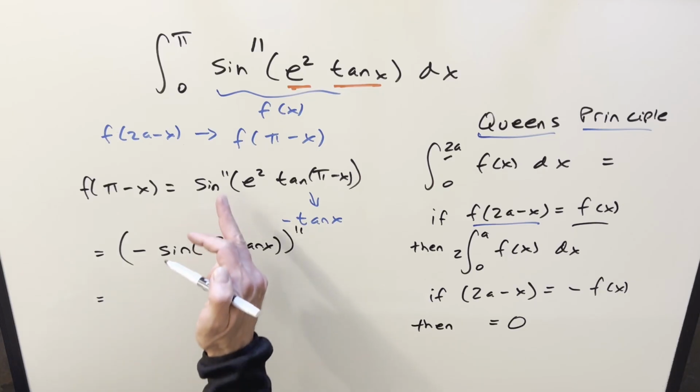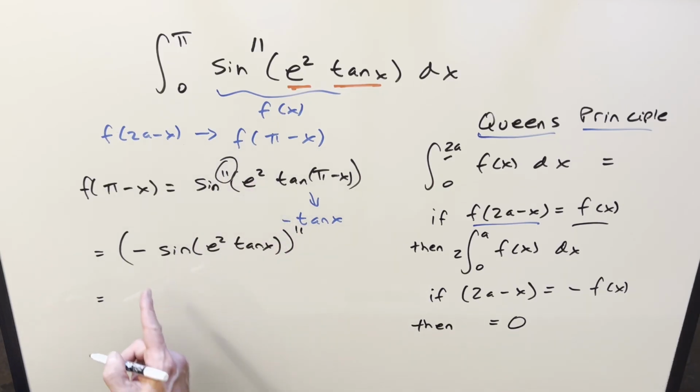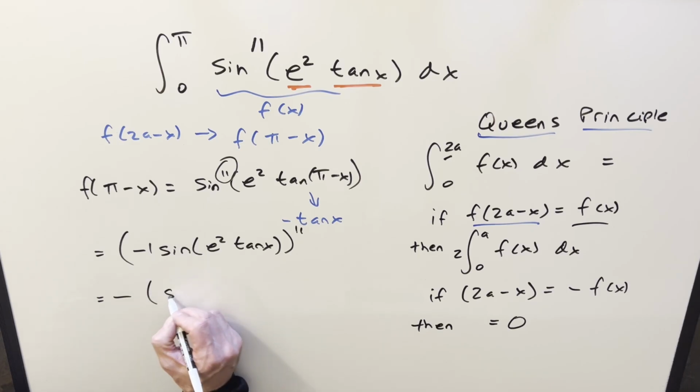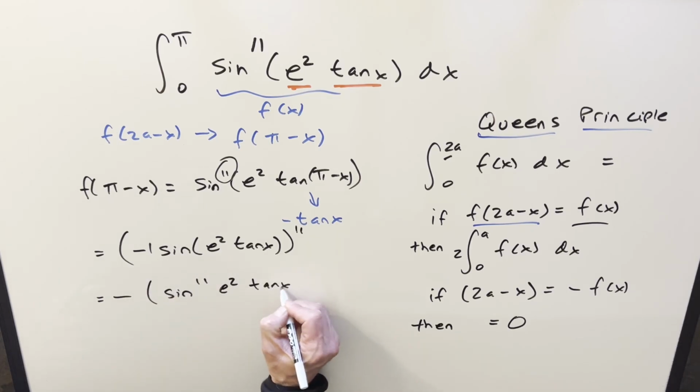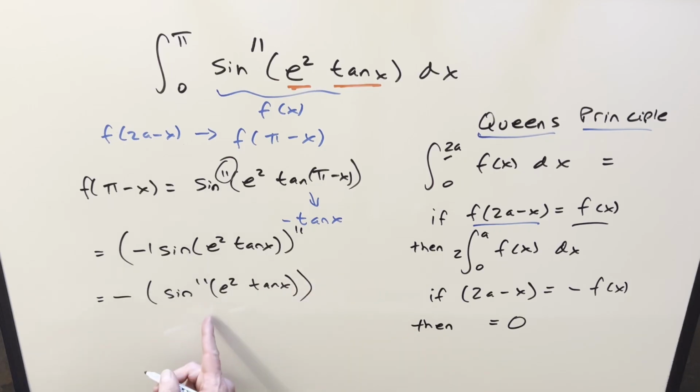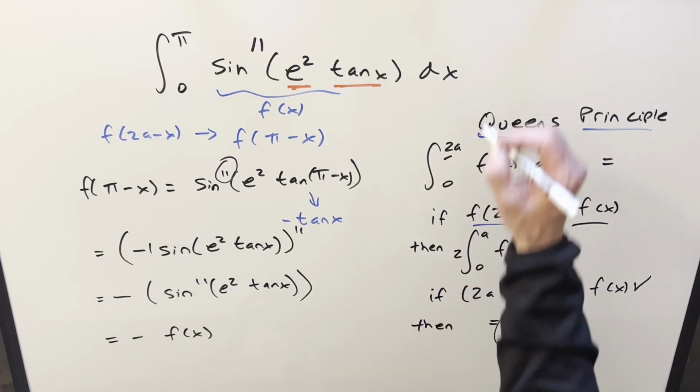And then from here, the key, this is an odd exponent here, so like minus 1 to an odd power, we can bring the minus all the way in front. We have sine, put the 11th back, e squared tan x. But this thing right here is just this with a minus sign, so this is our minus f of x. And so it's this second check that works. And so we go right to our solution, get a 0.